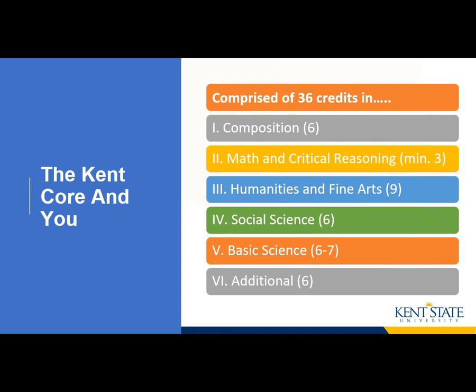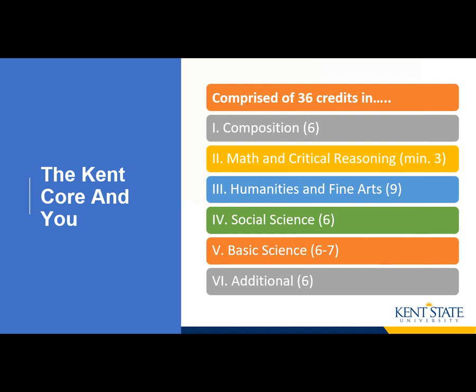This is a conversation you will have with your advisor during your advising appointment. 3, humanities and fine arts. You will take 9 hours or 3 classes, of which 1 must come from the fine arts. These are not hands-on courses, but rather teach you the theories and history behind these disciplines. Number 4, social sciences. The 2 courses you will take in the social sciences come from a wide variety of courses, 11 different disciplines, so there's something out there for everyone.